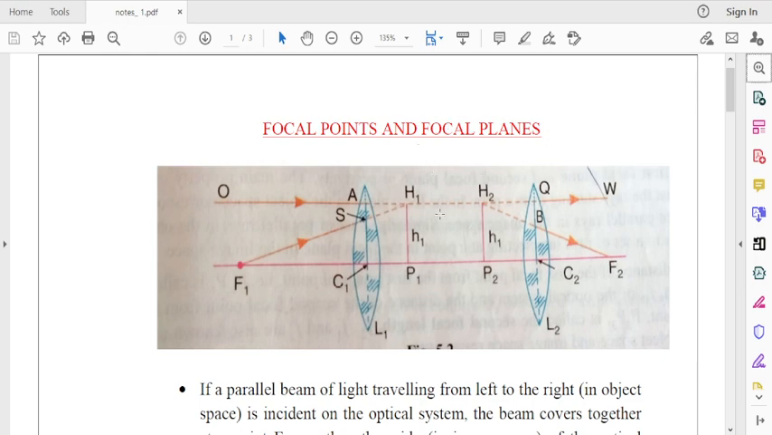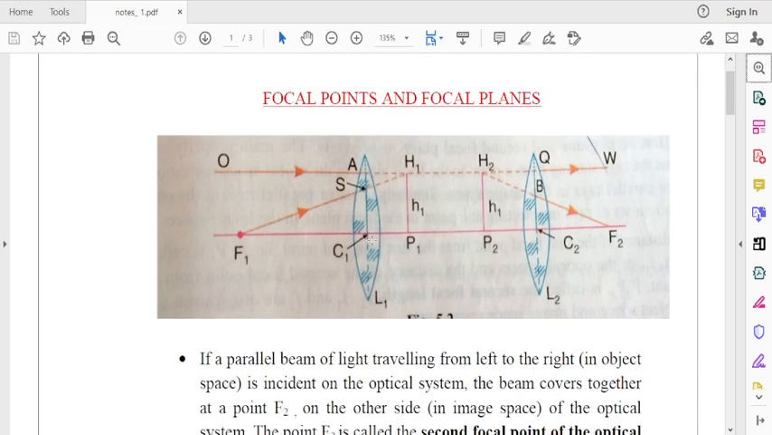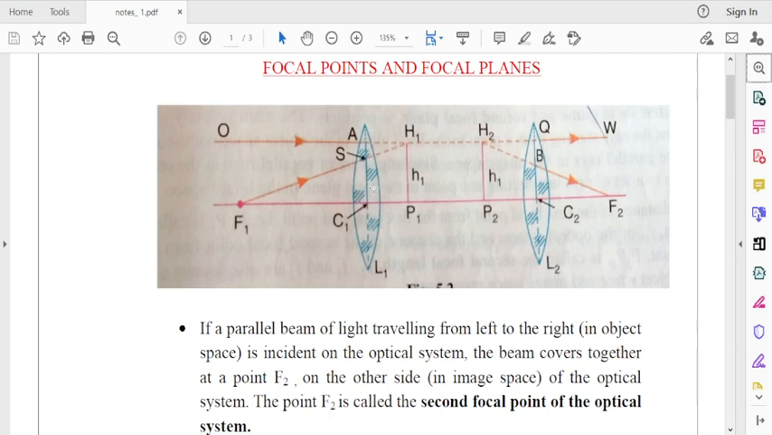For that purpose, we will draw this diagram, which is nothing but the diagram which we have discussed in last lecture. See, there are two lenses, L1 and L2, आणि OA आणि F1S हे दोन इन्सिडेंट रे आपण बघतो. या डायग्रामचं डिस्कशन आता आपण बघूया.